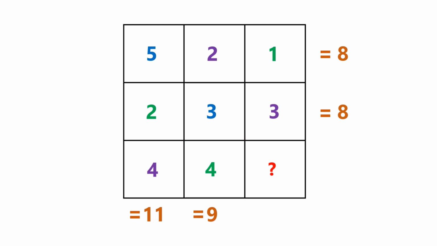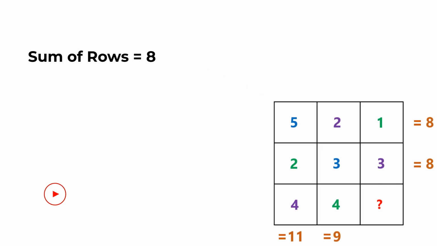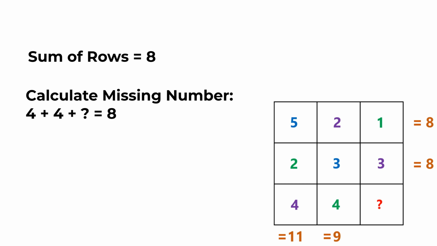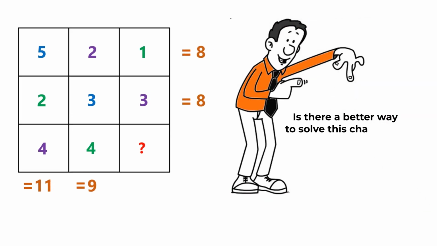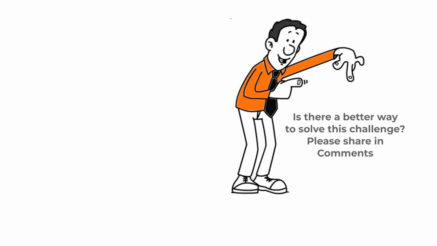In this case, we can relatively simply use the pattern from the rows. This would allow us to calculate the 3rd row. If we know that the sum should be 8, we can assume that 4 plus 4 plus question mark, which would be representing the missing number, would be equal to 8. So the missing number would be equal to 0. The correct choice here is choice A, 0. Hopefully you've nailed this question on your own and now know how to answer similar problems on the test.